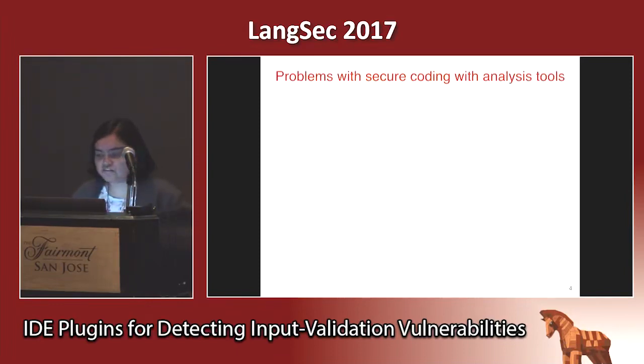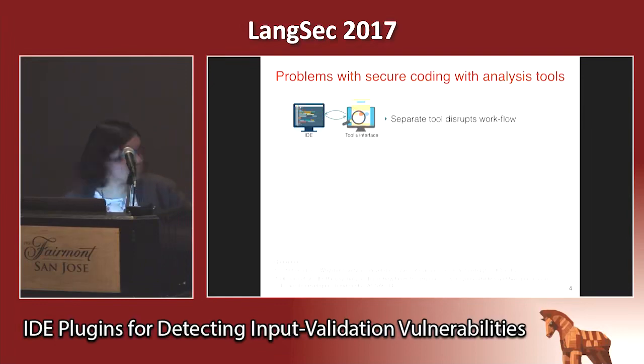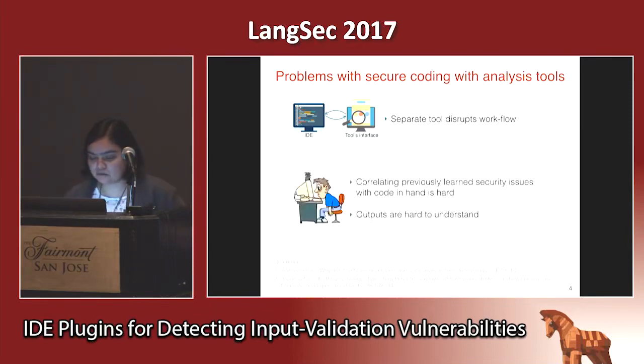We know there are a lot of static and dynamic analysis tools available. So what's the problem with using those at the coding phase? Previous studies showed that some developers have concerns that if they need to use a separate tool to do the analysis, it disrupts their workflow. They need to move back and forth between their IDE and the tools they are using to check security flaws. There were also complaints that correlating previously learned security issues with the code in hand is hard, and that the outputs are hard to understand.